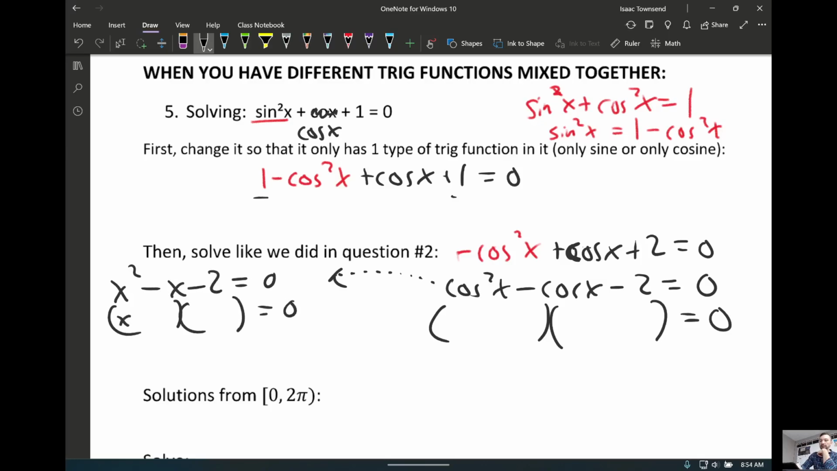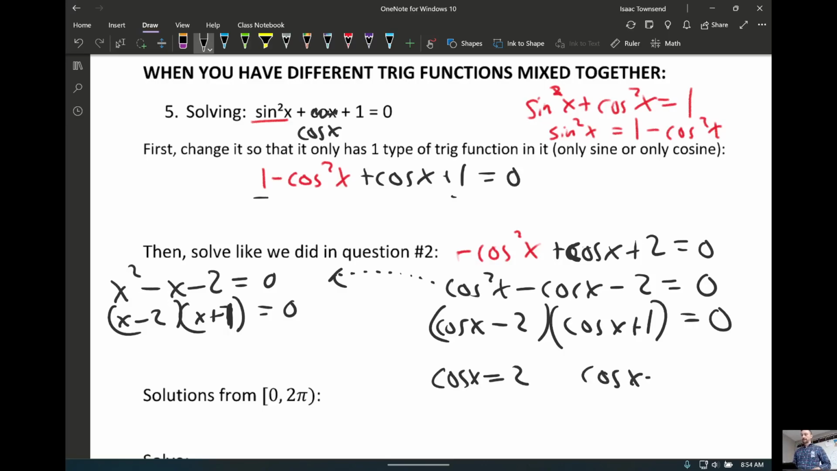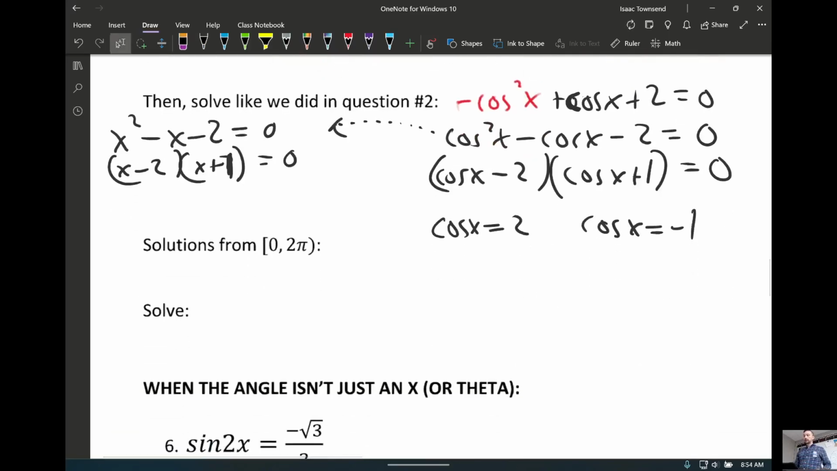Get yourself to think about how this factors. And this is going to factor the same way, except that they're not x's, they're cosine x's. So instead of an x minus 2, a cosine x minus 2, and instead of an x plus 1, a cosine x plus 1. Set each factor equal to 0 and solve. And we should have answers where cosine is -1, and answers where cosine is 2. So where on the unit circle is cosine going to be 2?